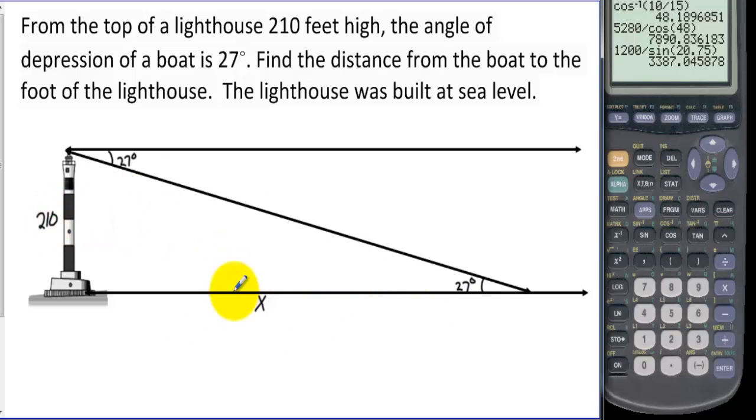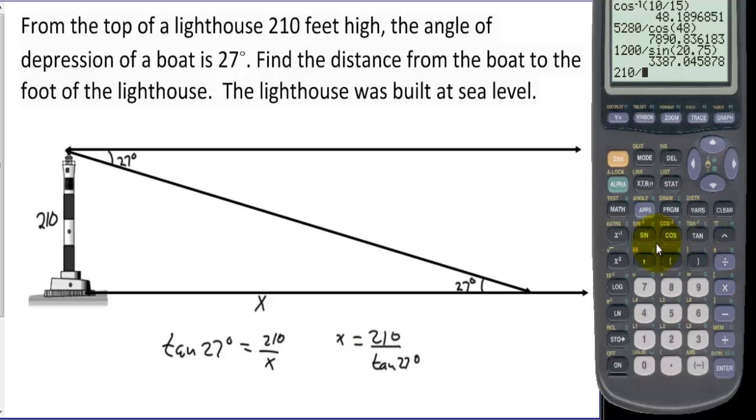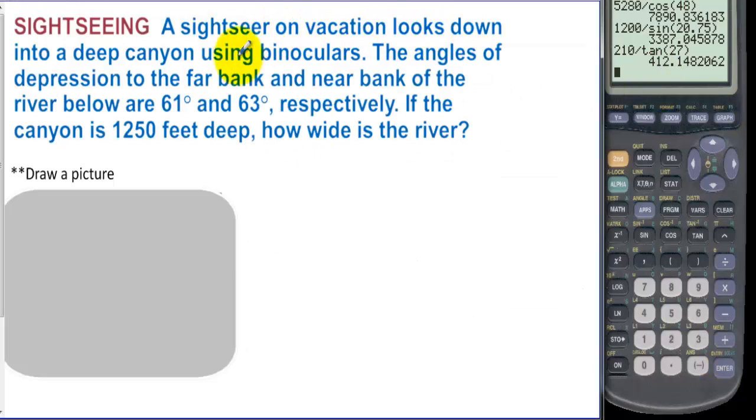And we have opposite and adjacent, which is tangent. So the tangent of 27 degrees is equal to 210 divided by x. We can multiply by x, divide by tangent. x is equal to 210 divided by the tangent of 27 degrees. So we take 210 divided by tangent of 27, and that's 412.148 feet.